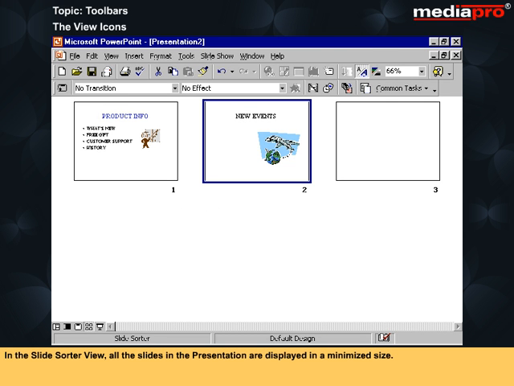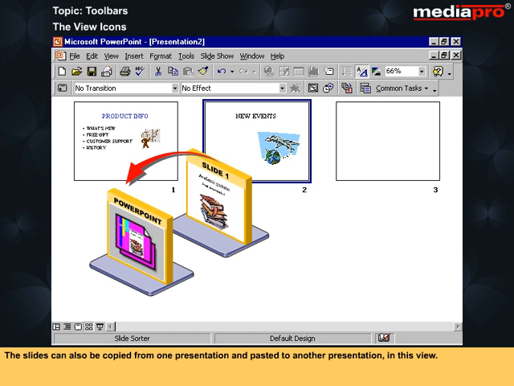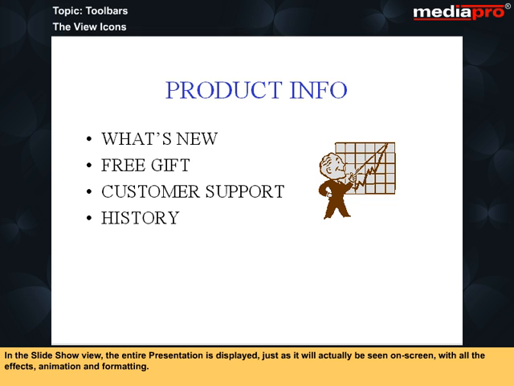In the slide sorter view, all the slides in the presentation are displayed in a minimized size. You can now change the order of the slides by copying or moving the slides in the presentation. The slides can also be copied from one presentation and pasted to another presentation in this view. In the slideshow view, the entire presentation is displayed just as it will actually be seen on screen, with all the effects, animation and formatting.